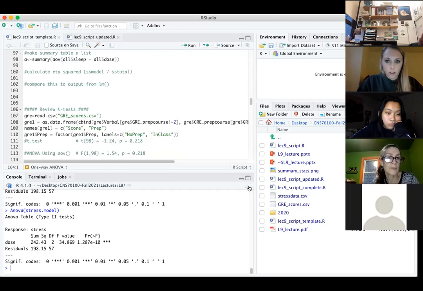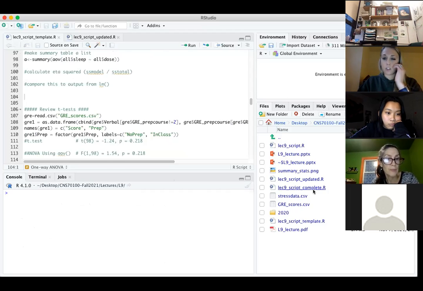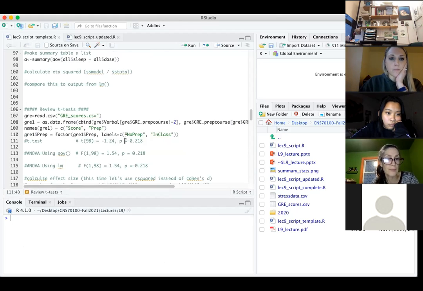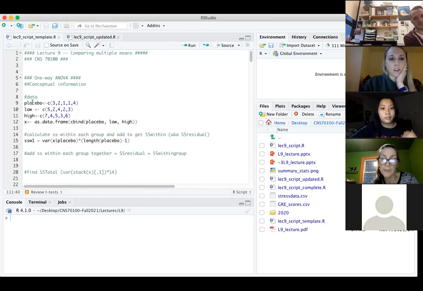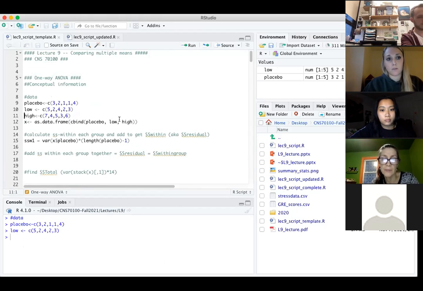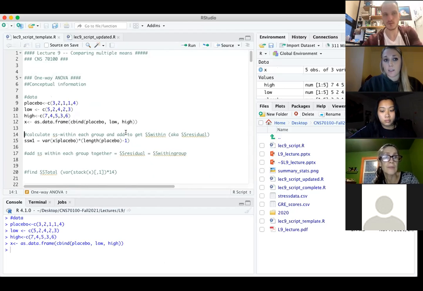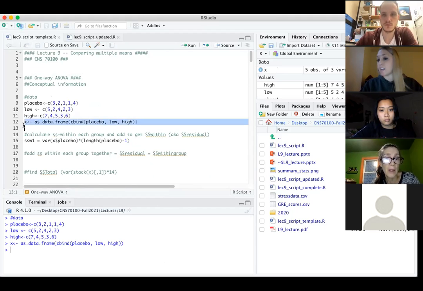So if you want to follow along in the R script, it should have the stress data and the GRE scores data. But the first data set that we're actually going to work on is already built in here. So we're going to have placebo, low, high, and I'm just going to put all these into a data frame called X. These are the exact numbers that I was using in the PowerPoint. So we already know what the answer should be, right?